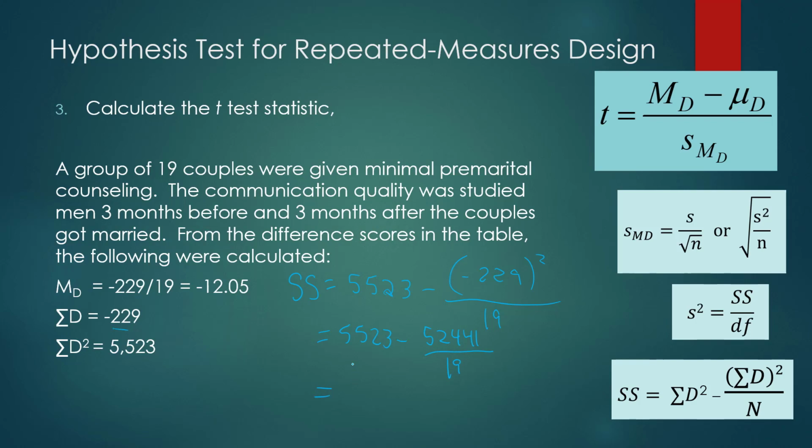That's going to give me 5,523 minus 52,441 divided by 19, which is 2,760.053, which is going to give me 2,762.947.